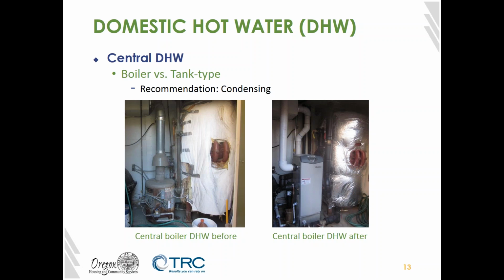For natural gas systems, generally we recommend to move to a condensing system. So over here on the right-hand side, that's a condensing boiler, and it uses the hot, moist air in the flue, and it reuses the moisture by condensing the water out to bring it from about an 80% efficient system up to, say, 95% or more.